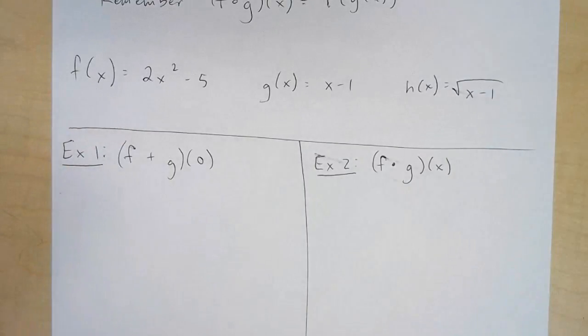So for this function, f of x is going to be 2x squared minus 5, g of x is going to be x minus 1, and h of x is equal to the square root of x minus 1. So just as a refresher, let's name the parent functions of each of these.